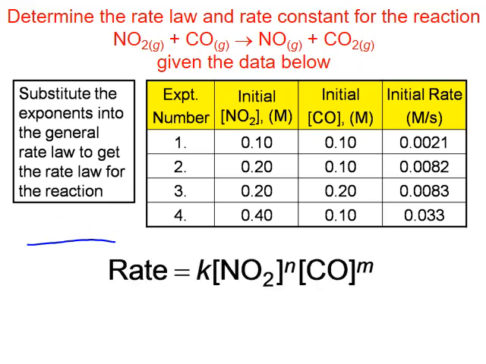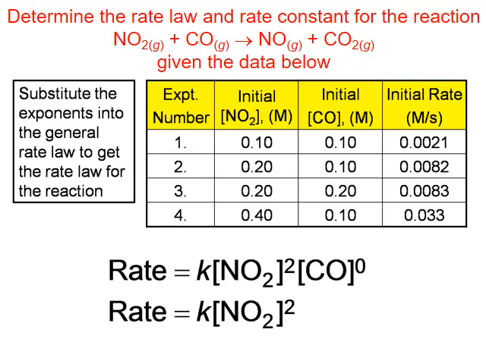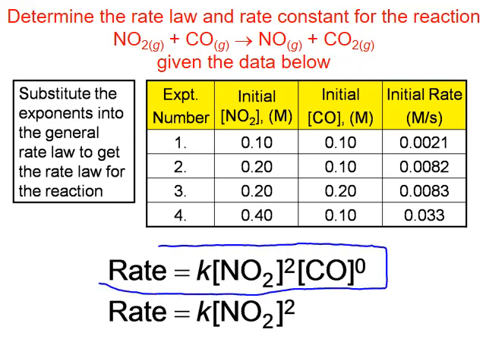So rate is equal to the rate constant K times the nitrogen dioxide concentration raised to the N times the carbon monoxide raised to the M. That was the general rate law. Here we've substituted in the orders that we solved for M and N.